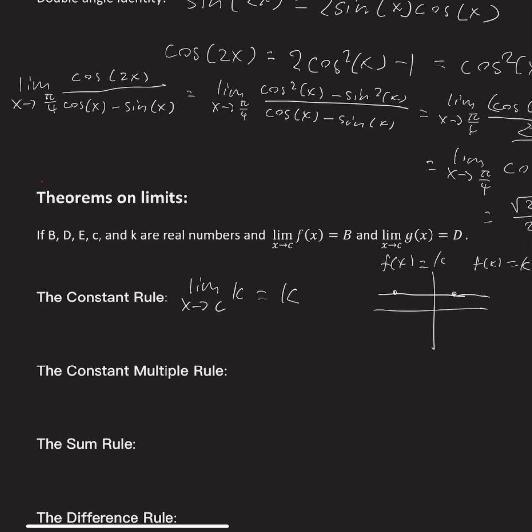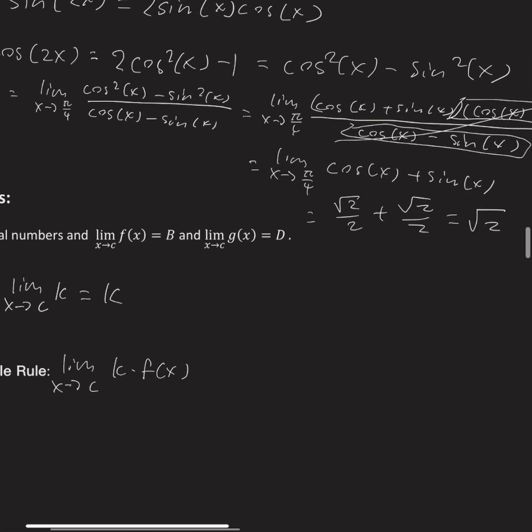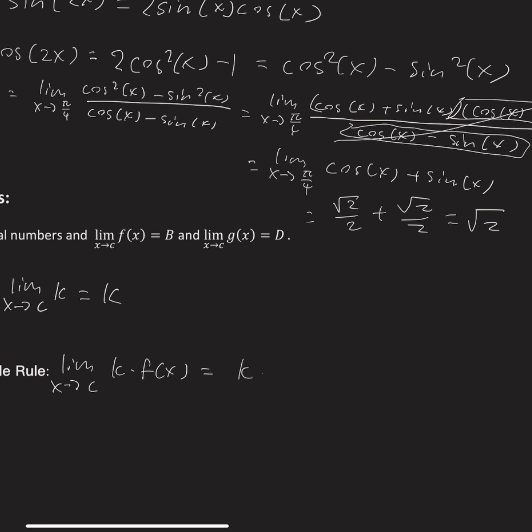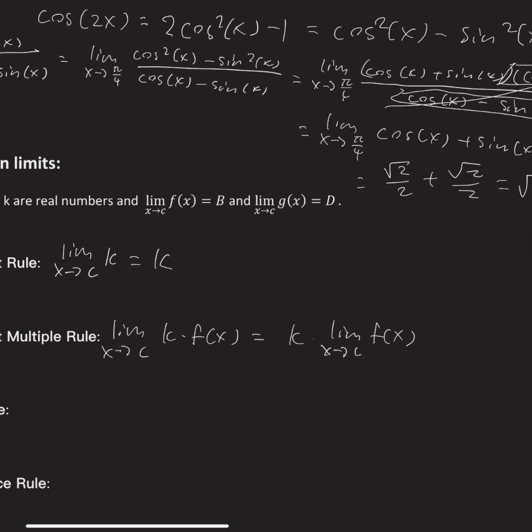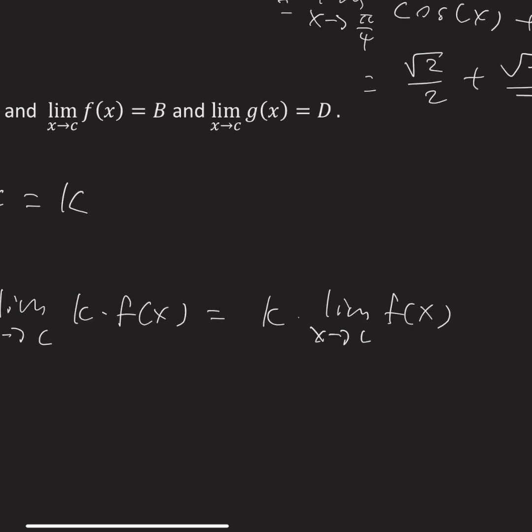Okay, the constant multiple rule. Let's say we have the limit as x approaches some number c of k times f of x. Remember k is a constant. That is equal to k times the limit as x approaches c of f of x. The k here is just a scalar, making the number larger by a scale of k. So we can ignore it, concentrate on taking the limit of the function, and then multiply by k.